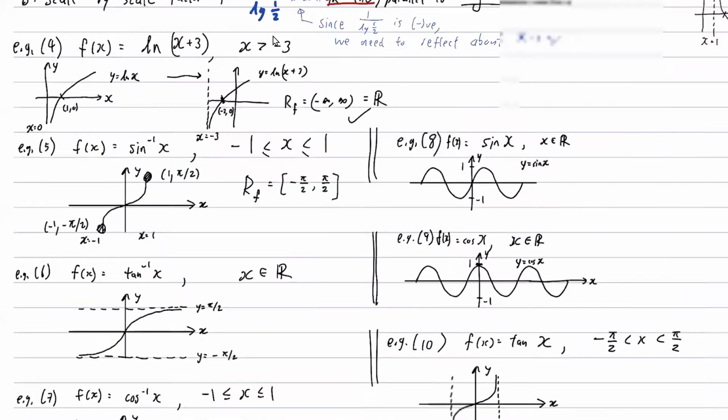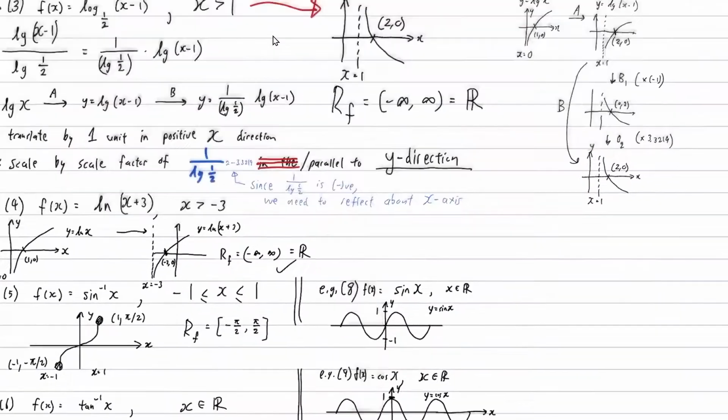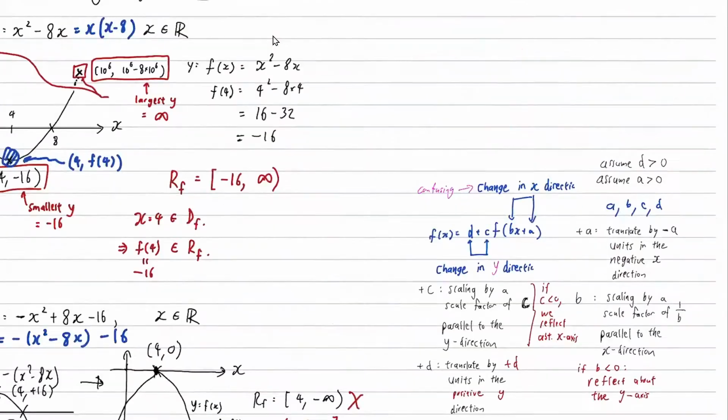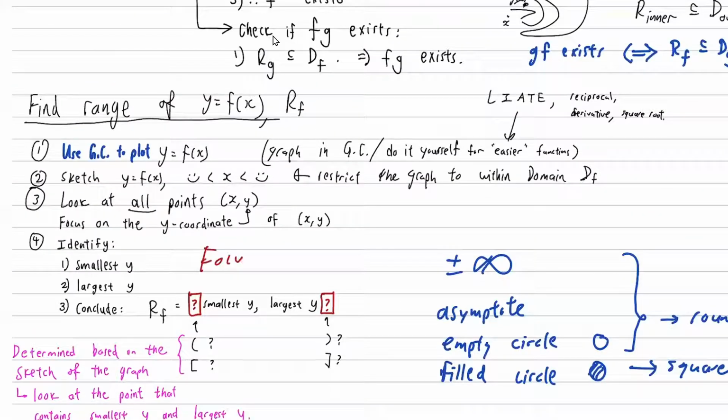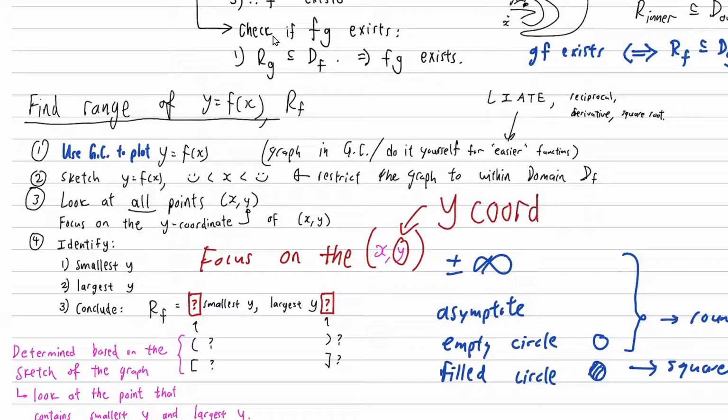Go back to the procedure. Remember, what did I say? Smallest y, largest y. Focus on the y. How do I emphasize this? Y coordinate. Don't look at the x. Don't look at the x. Okay? Focus on the y coordinate.